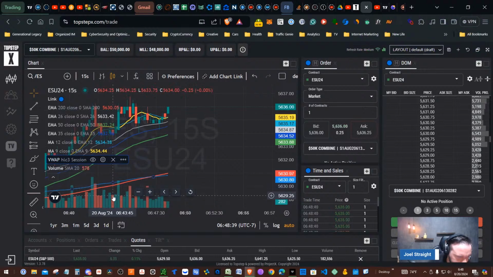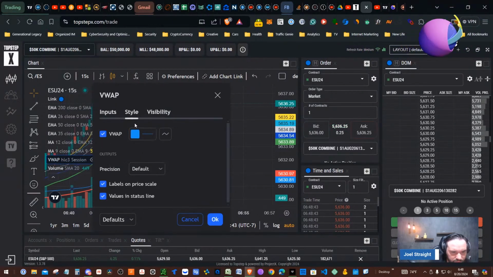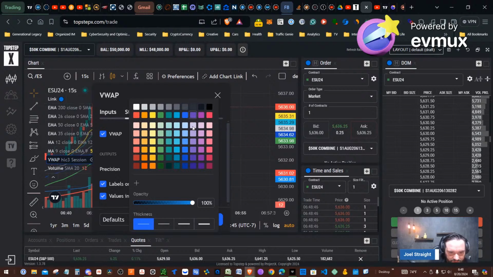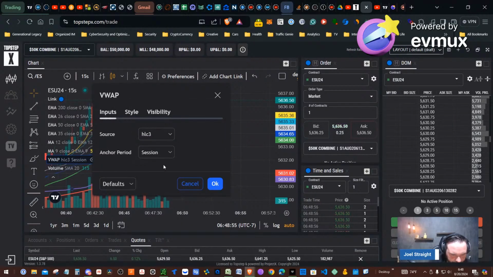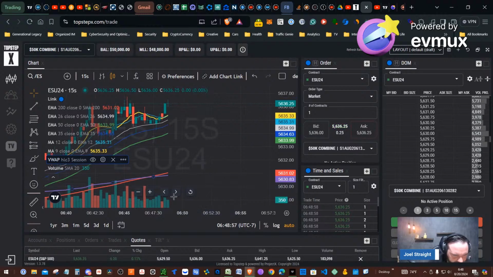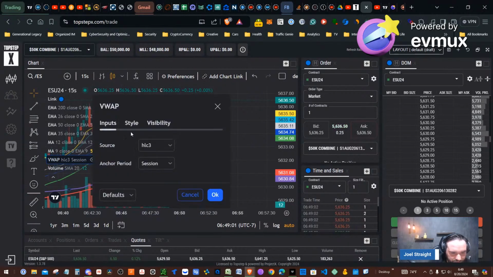Oh, it's the VWAP. We're going to edit that. So y'all are hanging out with me on my journey to get this all set up. Make this thick. Okay, there we go. I want a brighter VWAP than that.